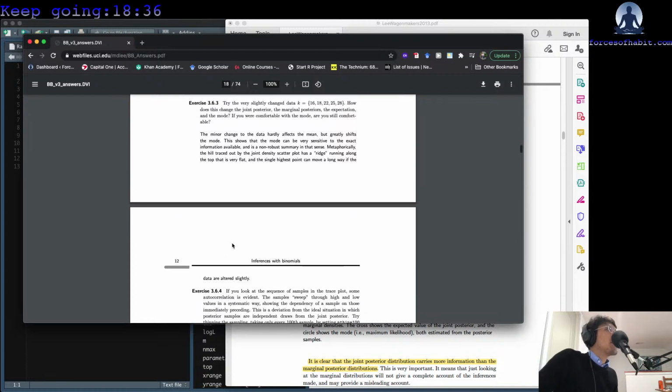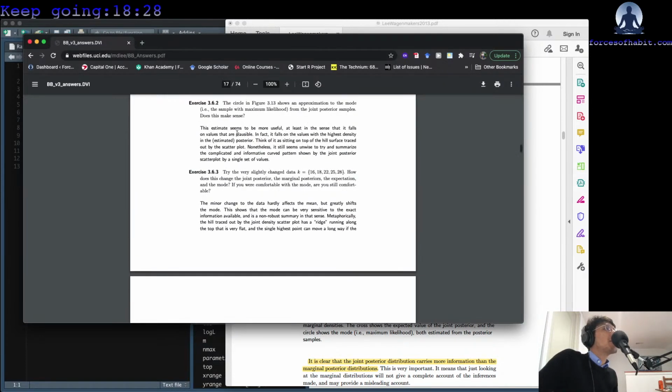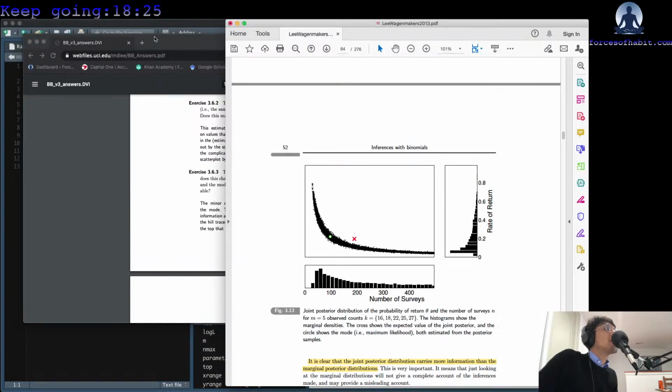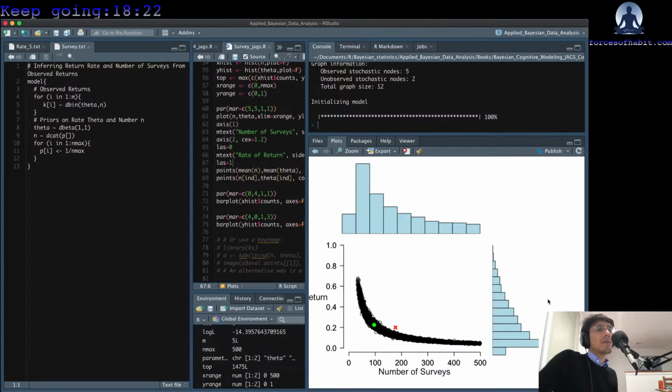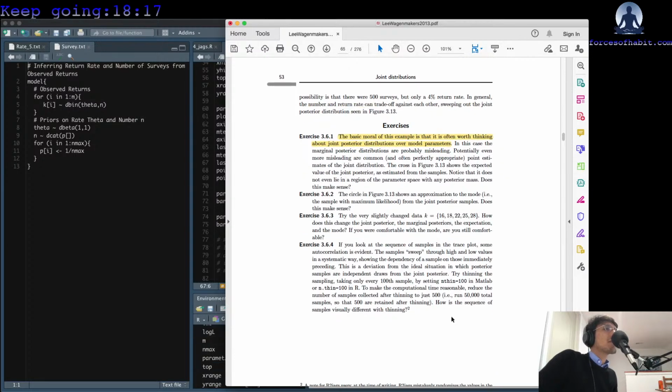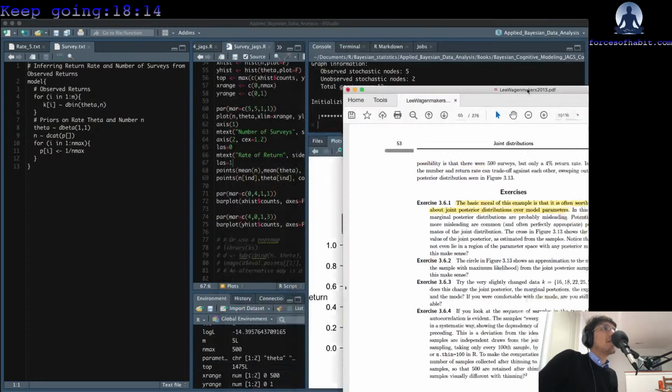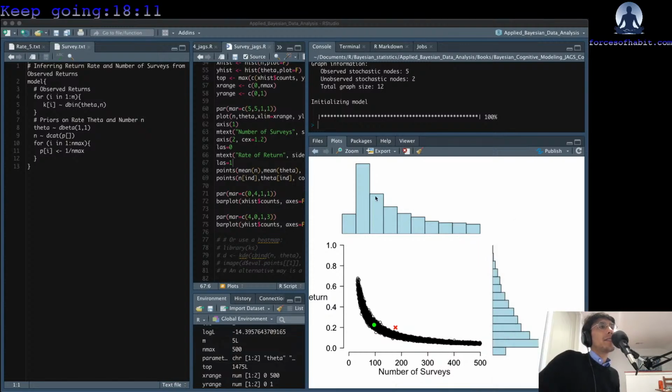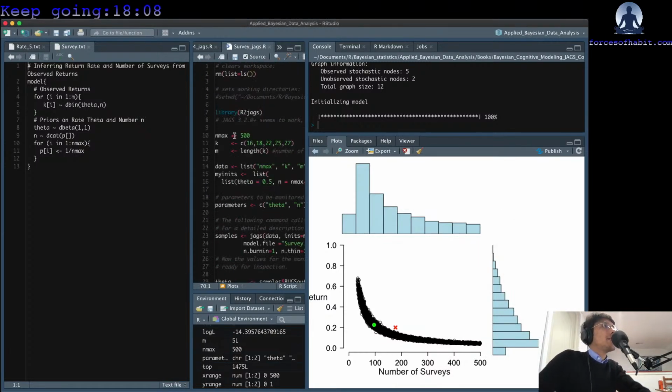Two more questions. Good. All right. Try to slightly change these values. How does this change the joint posterior? I'm going to put it over here, and I'm just going to change the values in real time. So instead of these, it wants me to change 18, 22, 25. So I'm literally changing one value.